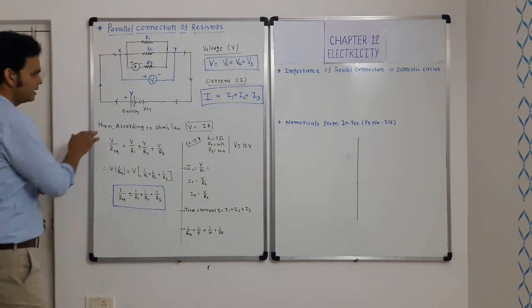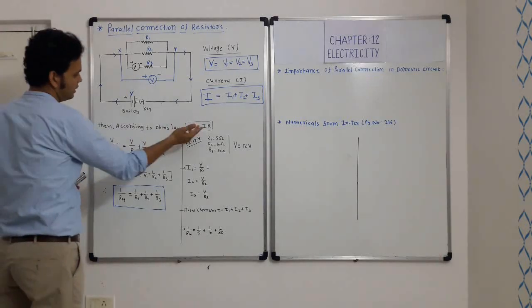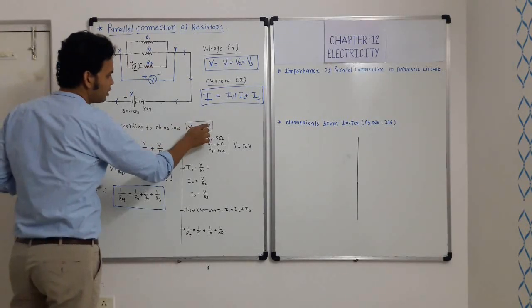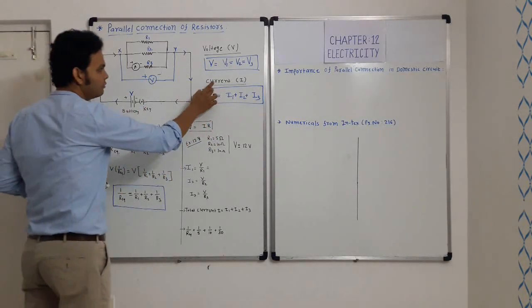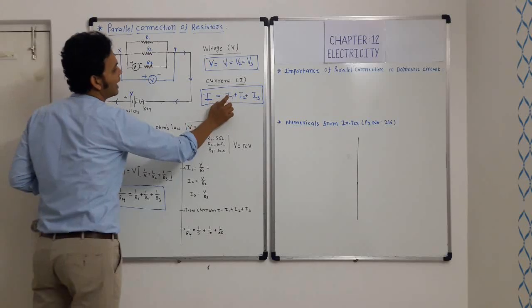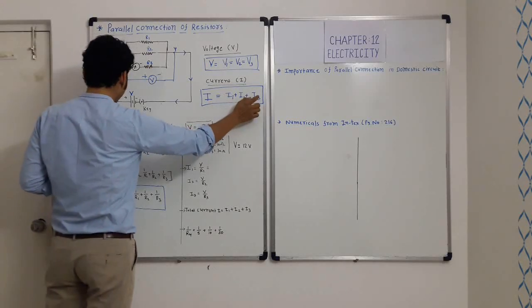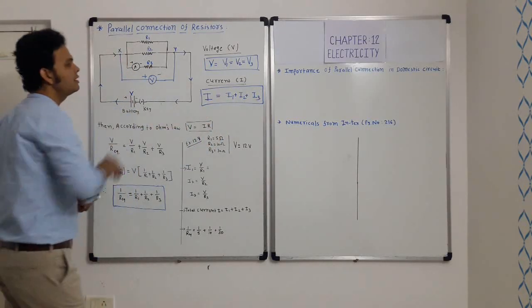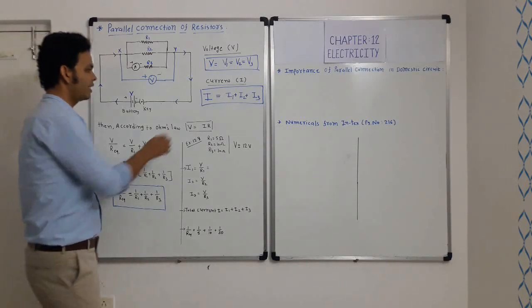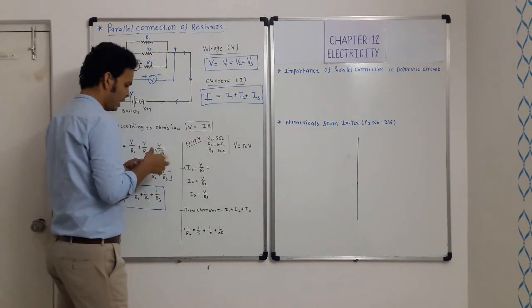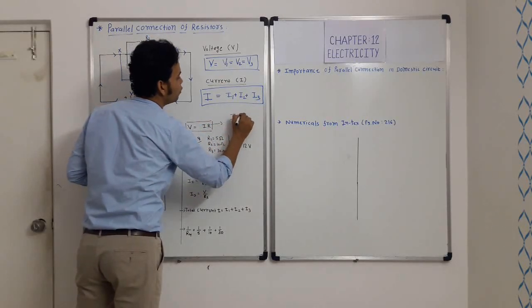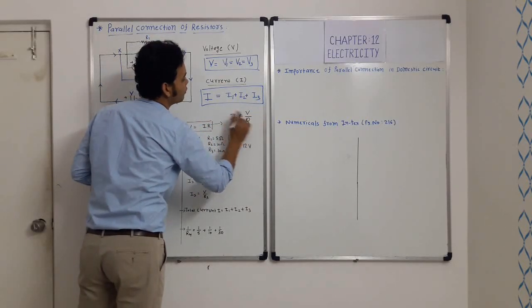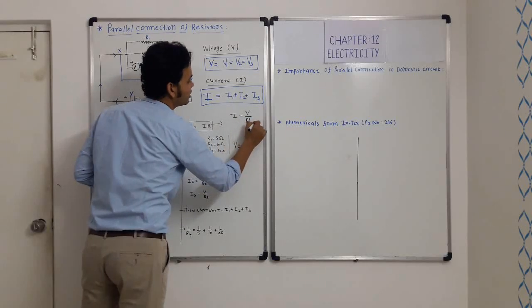So here I can say, according to Ohm's law, we know Ohm's law now very well, V is equal to IR. So we have this formula, I is equal to I1 plus I2 plus I3. Now on the left hand side of this equation, I can write from V is equal to IR, I is equal to V upon R. But what is this R? This R is R equivalent.